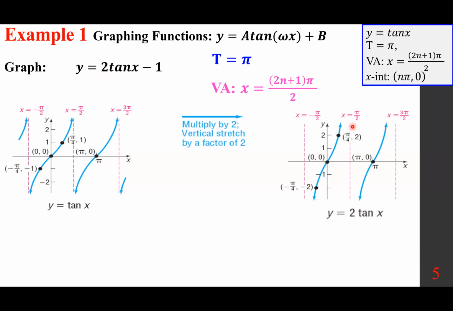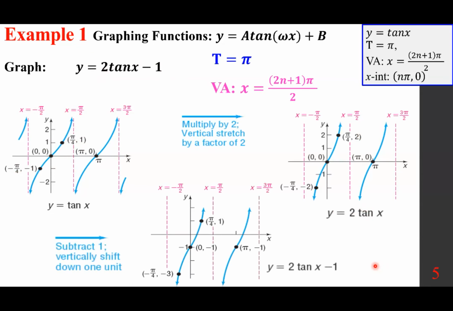So this part, y equals 2 tan x. Finally, negative 1. Negative 1 means what? Shifted down by 1 unit. When you shift it down by 1 unit, if you look at this one, pi over 4 comma 2, 2 minus 1 becomes 1. 0, 0 remains, 0 minus 1 becomes 0 minus 1. Minus pi over 4 minus 2 becomes minus pi over 4 minus 3. So pay attention to the key points. And of course, as always, it continues indefinitely on both sides.